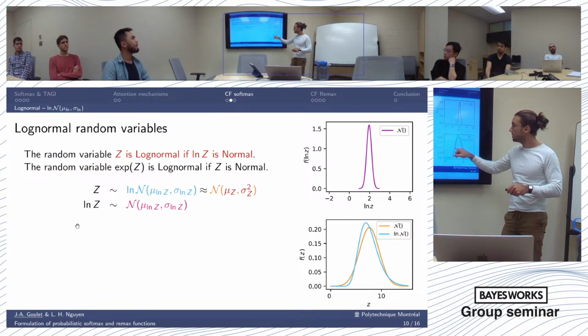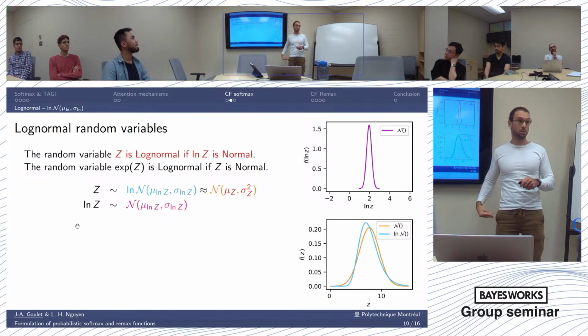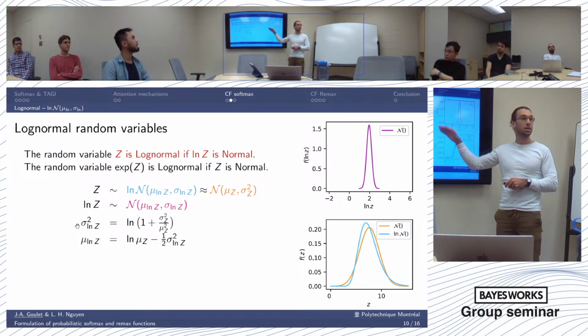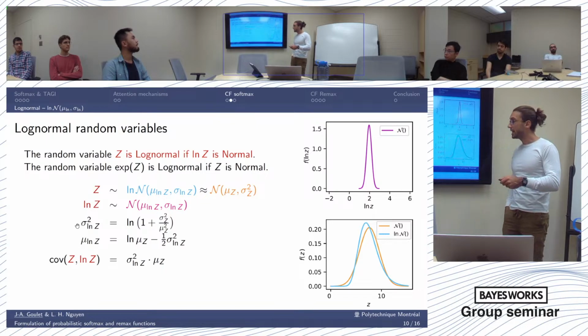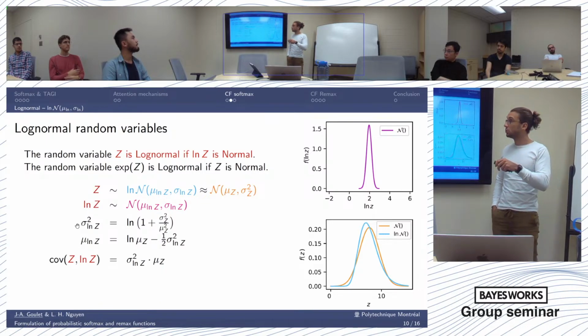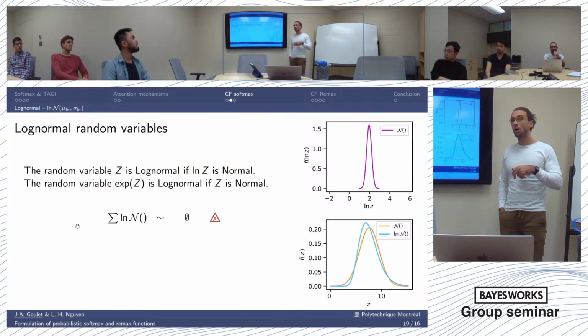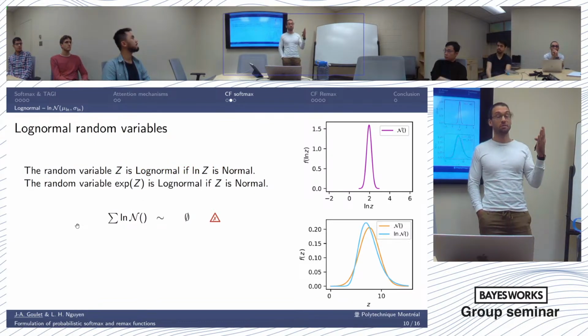Now I can approximate z again by the same normal, for which I already have mu z and sigma z. From mu z and sigma z, how do I compute the variance of ln of z and the mean of ln of z? Again, closed form solution. You can find this in any textbook. And again, we have a closed form solution for the covariance between z and the log of z. Perfect. So now what are the key properties we're going to use for softmax?